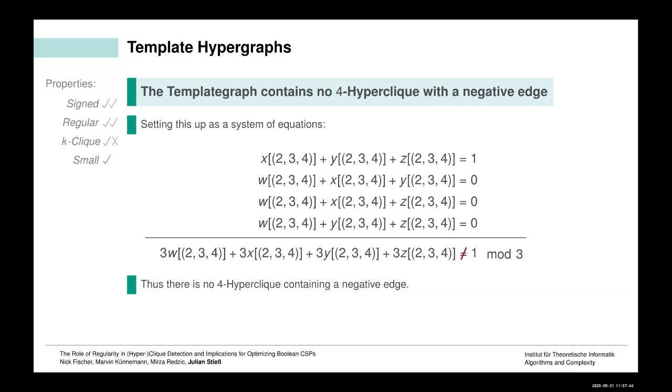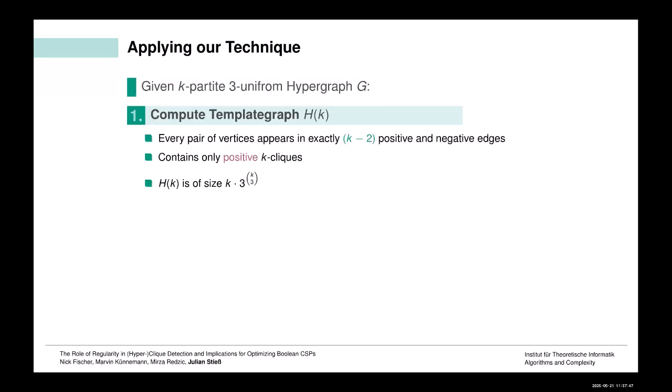And that's kind of neat, because now we can use this approach to, for any given graph G, compute a regular graph, and we do the following. We first compute some template graph depending on K. So if you want to solve K-clique for some graph, then we just compute the corresponding template graph. It will have exactly K minus 2 regularity for positive and negative edges, and contains only positive K-cliques, and it is also of size only dependent on K.